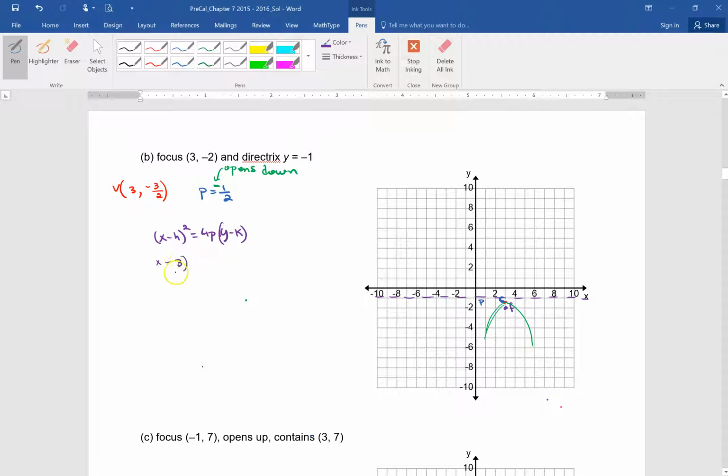So (x - 3)^2 = 4 times negative a half times (y + 3/2). So (x - 3)^2 = -2(y + 3/2). And if the focus is that close to the vertex, we're going to make a wider parabola.